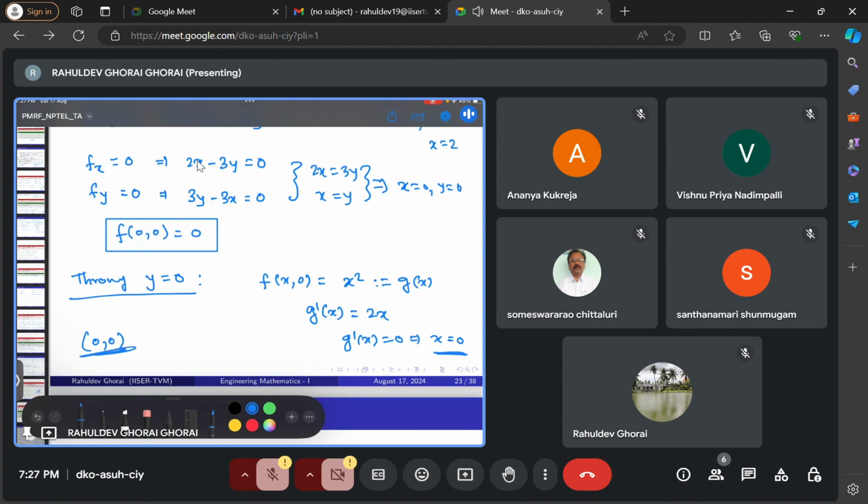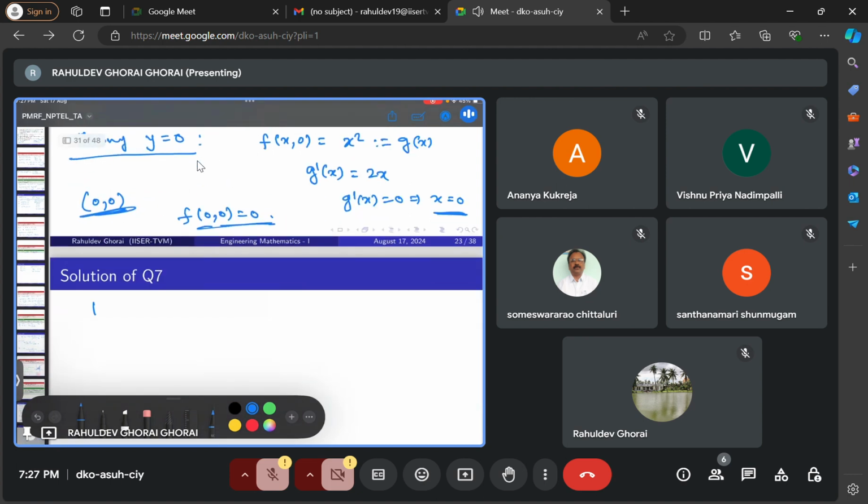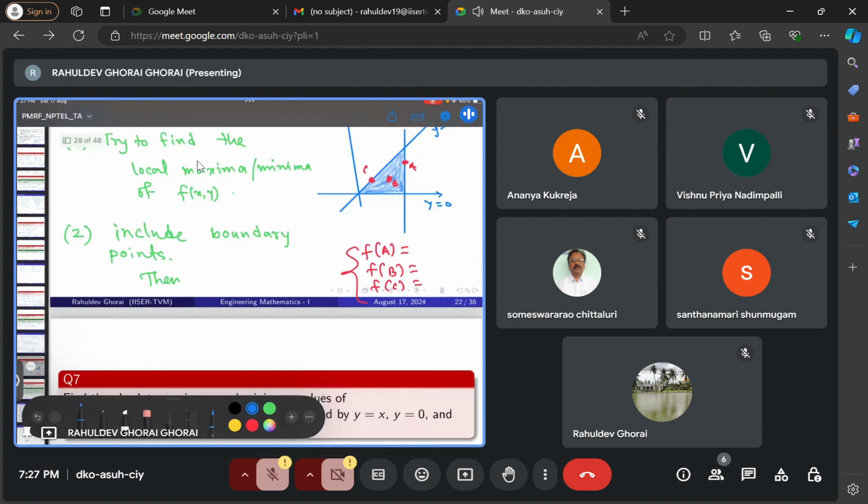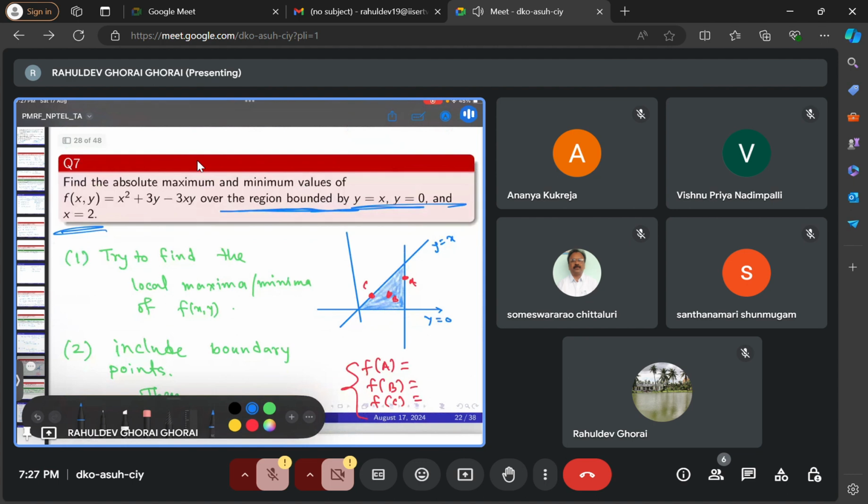If through this line a local maximum or local minimum exists, it can be at (0,0). So again it is the same thing: f(0,0) will be 0, which I already included. Now anyway, we are going through each line, right? As I had said.